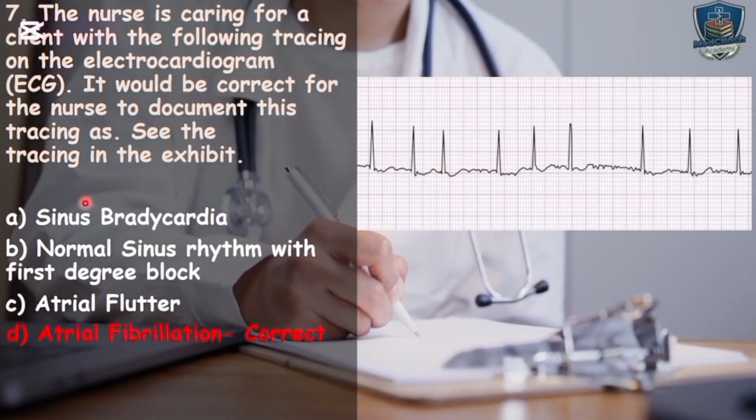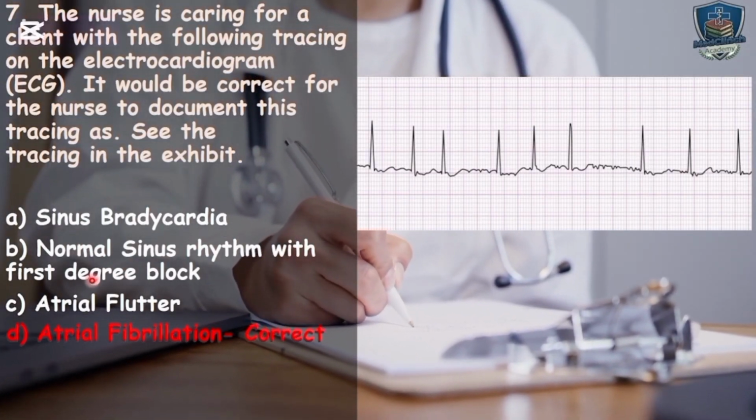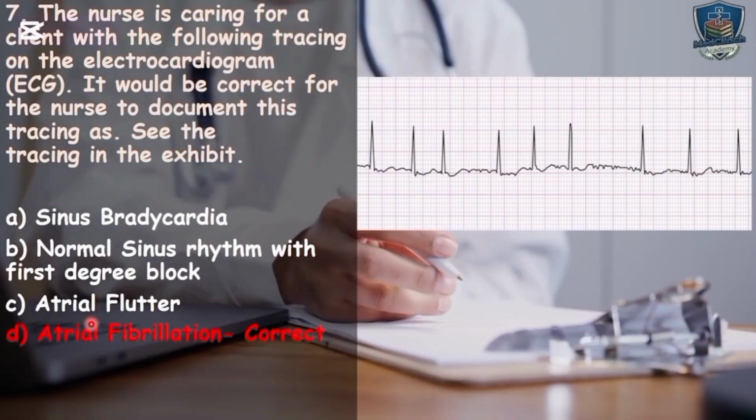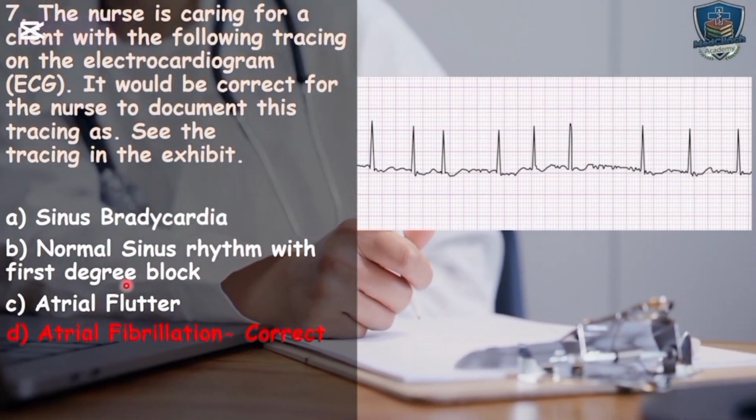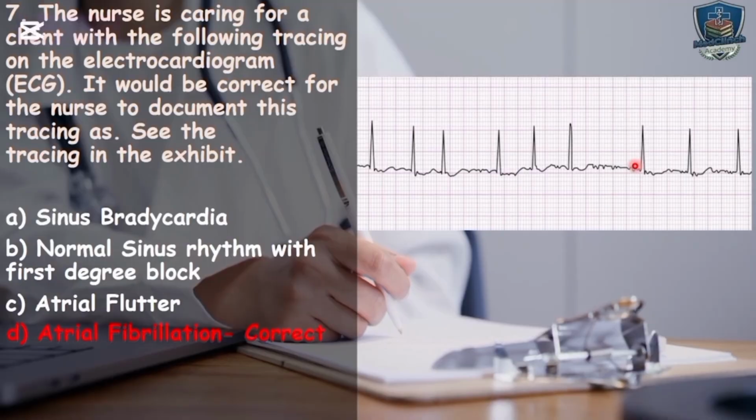Choose A, sinus bradycardia. Choose B, normal sinus rhythm with first degree block. Choose C, atrial flutter, and choose D, atrial fibrillation. So our answer there is atrial fibrillation. So this diagram presents atrial fibrillation.